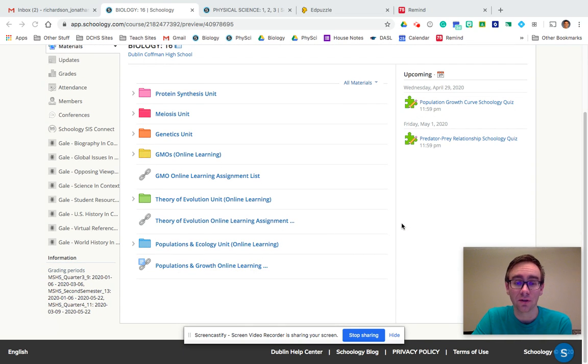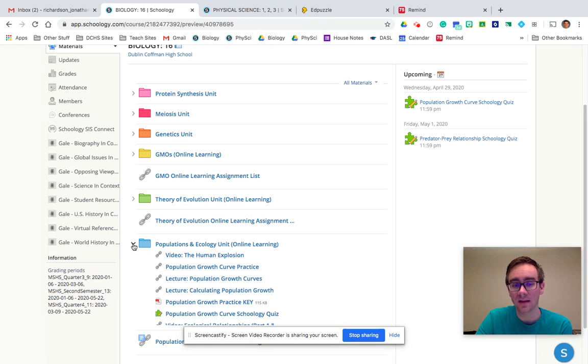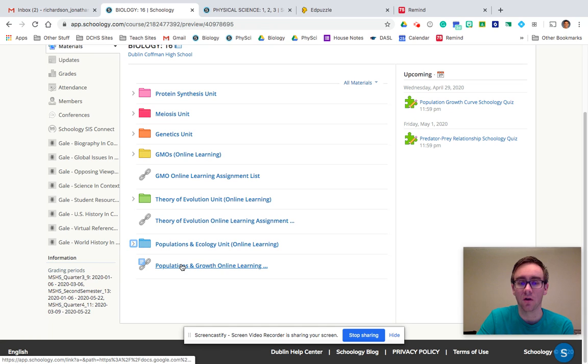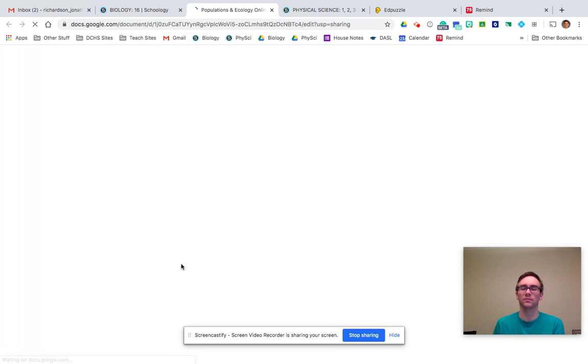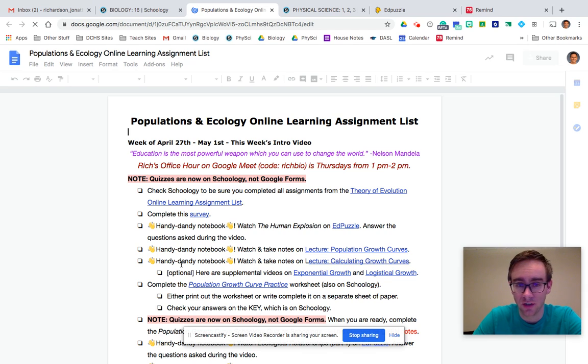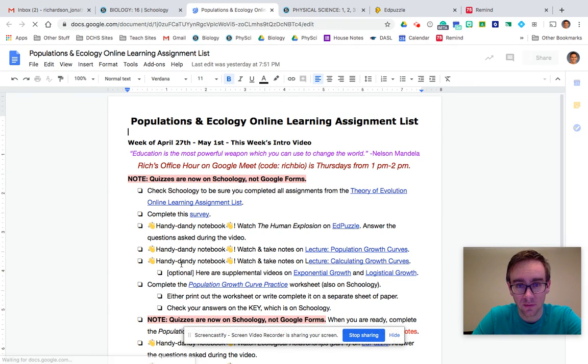All right, so we're going to be starting with our new unit here, populations and ecology. So let's talk a little bit about some of the things. It's the same format in the fact that all the stuff is in Schoology under the folder. All what you need to do is on this one here. But there has been one big major change, and you could probably see it because I highlighted it right away.